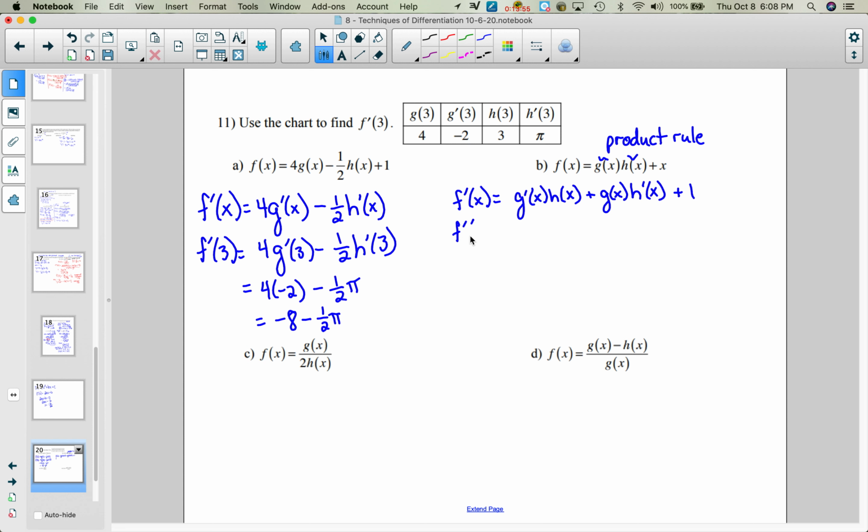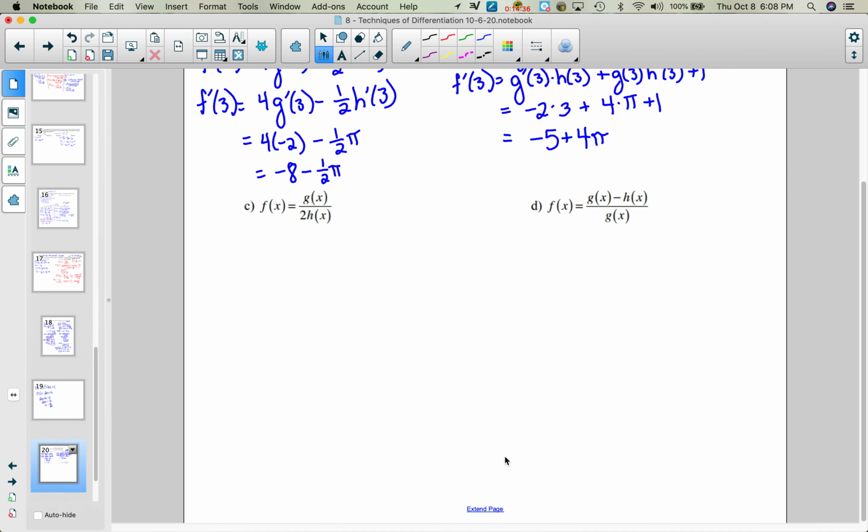So now I'm going to do f prime of 3, because that's still what they're asking me about. So I'm going to do g prime of 3 times h of 3 plus g of 3 times h prime of 3, and then I have a +1. So g prime of 3 is -2, h of 3 is 3, g of 3 is 4, and h prime of 3 was pi, and then I have a +1. So I get -6, I can go ahead and add the 1 to that, so -6 plus 1 is -5, plus 4 pi, and that's my answer.